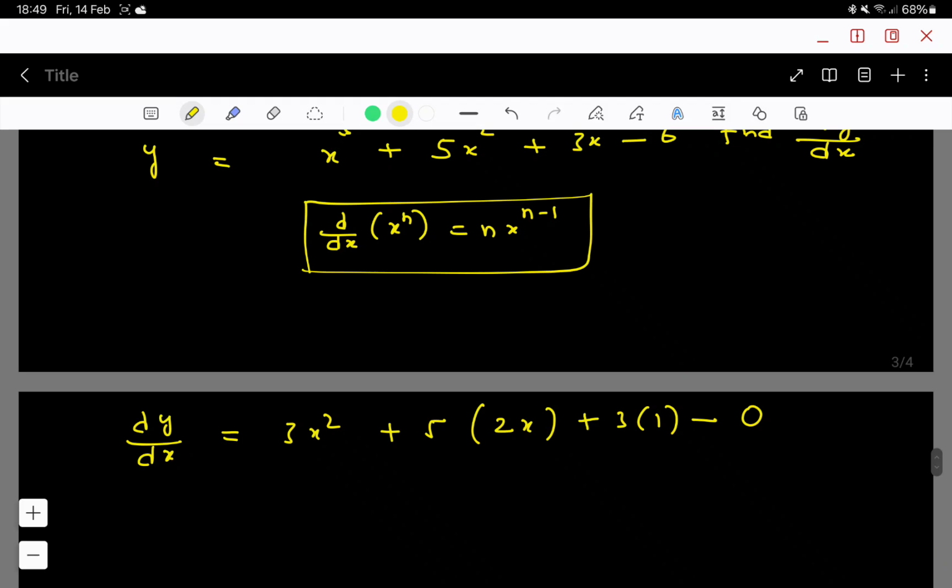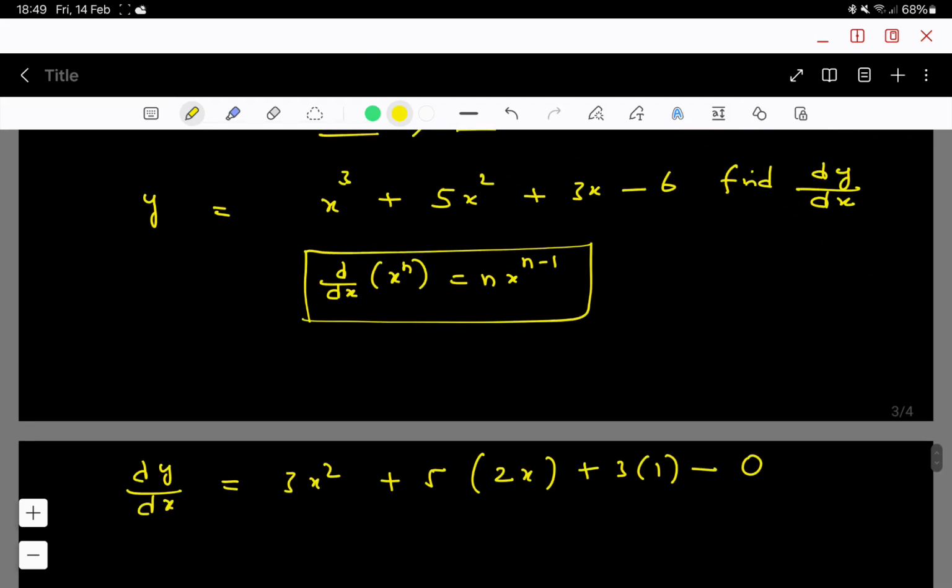There is no x term here, that is x power 0, 6 into x power 0, okay. So x power 0 is a constant polynomial, so differentiation of constant is 0, okay. So 3x square plus 10x plus 3.